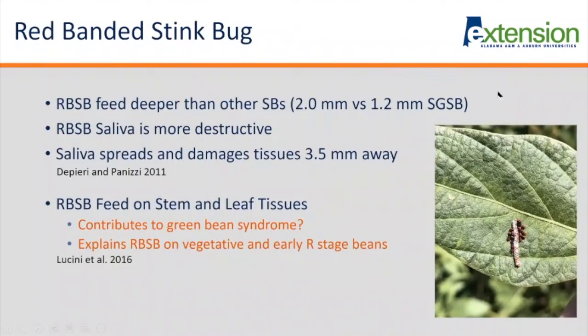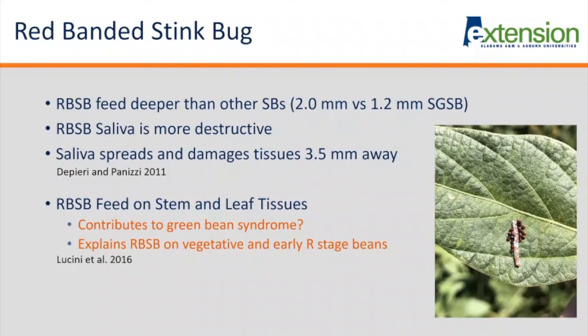So in talking with our colleagues in the Mid-South and doing some reading, we're learning part of the reason that these red-banded stink bugs are doing more damage is that they feed deeper than other stink bugs. Some research has shown that they'll feed up to 2 millimeters deep, while the southern green stink bug, which is a much larger, robust bug, only feeds 1.2 millimeters. And also their saliva is more destructive, and it can spread up to 3.5 millimeters away. So that's part of the issue.